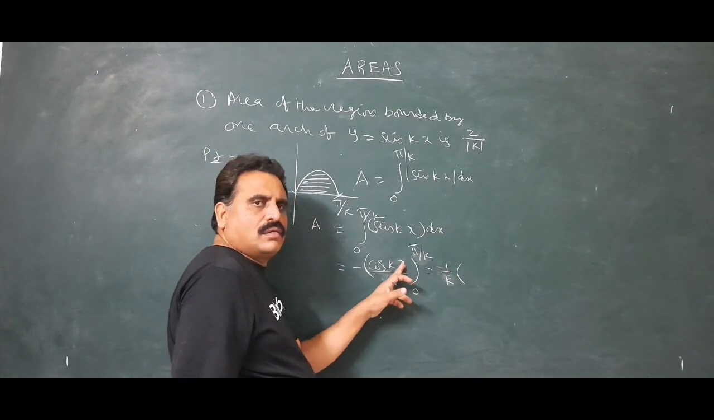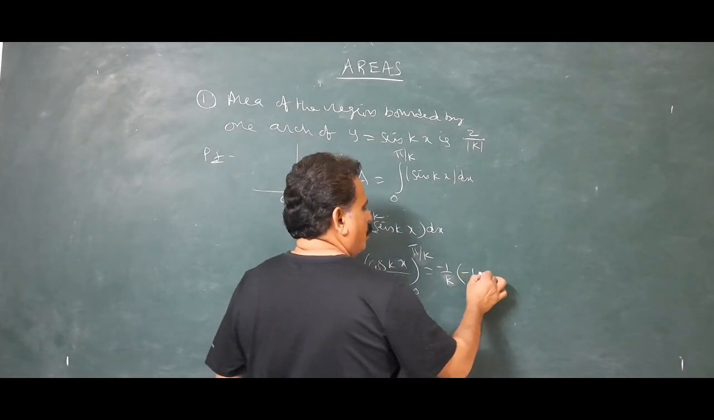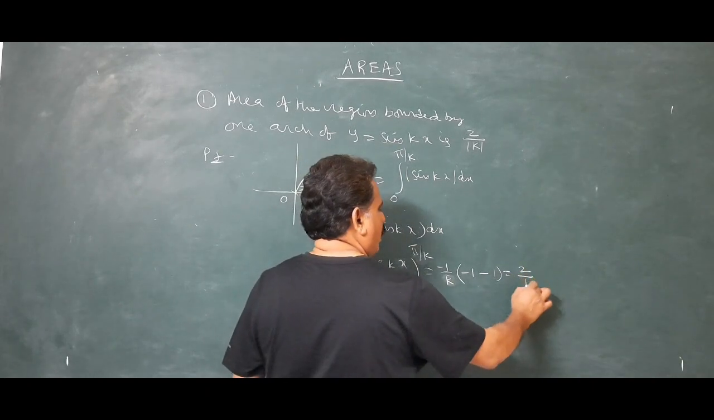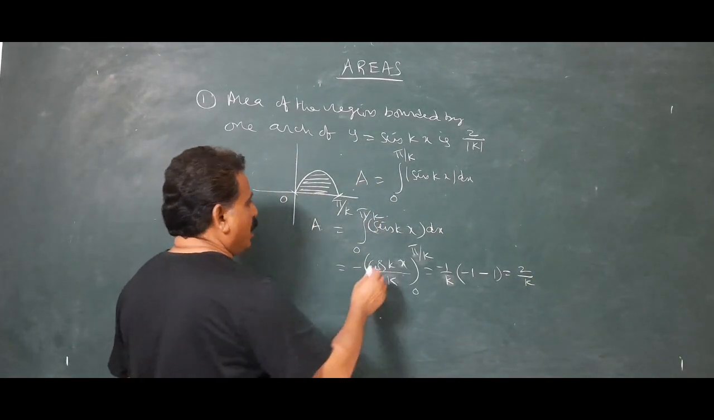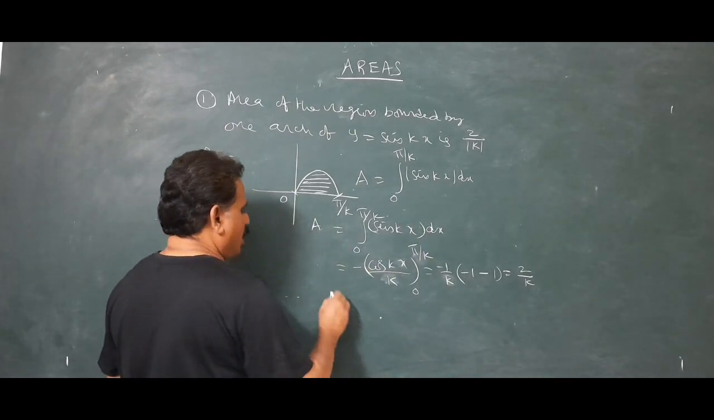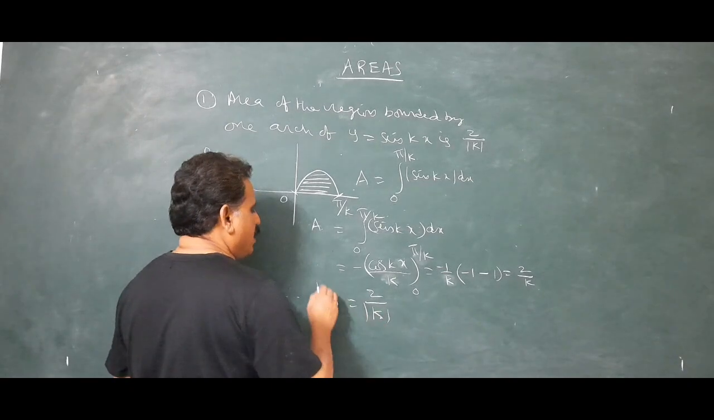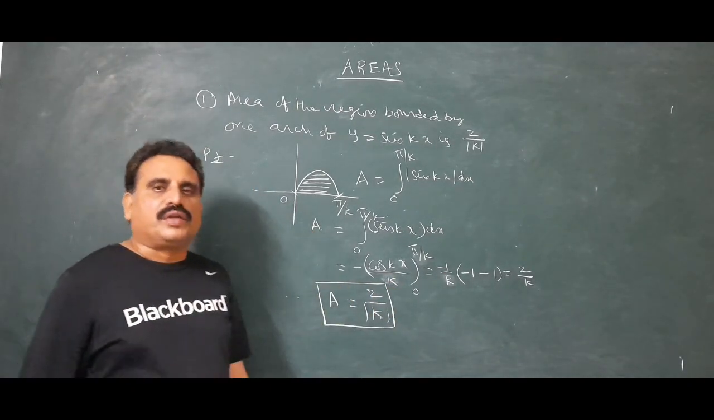Upper limit cos pi. Cos pi is minus 1. Minus of cos 0. Cos 0 is 1. That equals 2 by k. But we don't know the value of k. So area equal to, therefore, area equal to 2 by mod k, because area is always positive. That's why 2 by mod k.